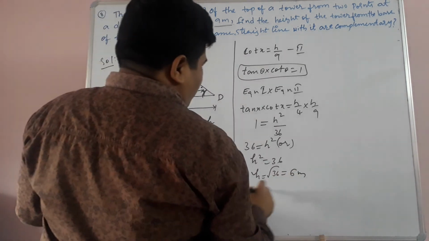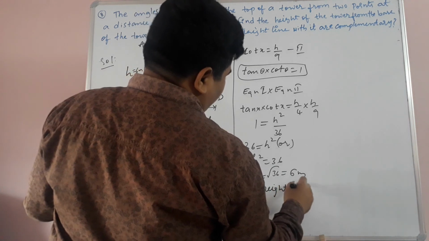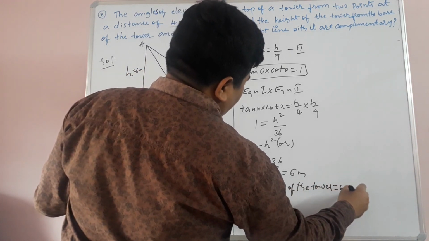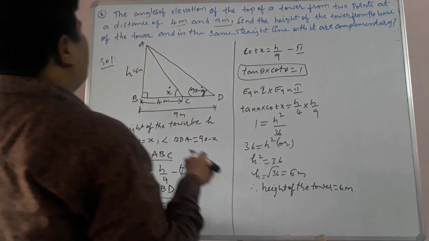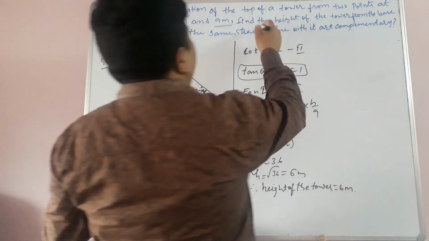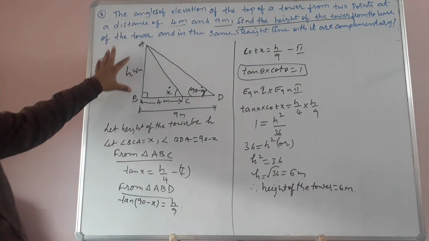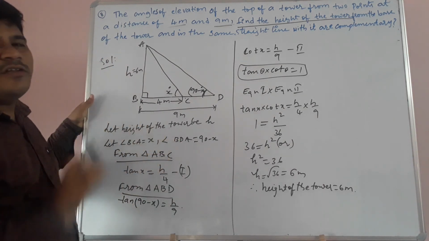Therefore, the height of the tower is equal to 6 meters. What they are asking in the problem is to find the height of the tower, so we have found it. Children, in this way we will solve this problem.